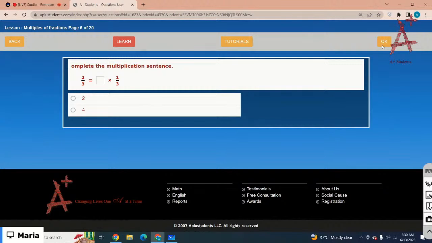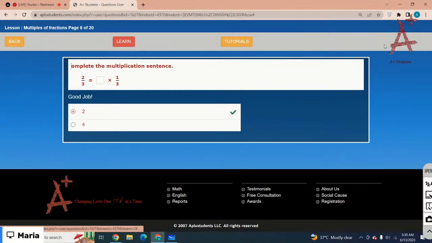Okay, 2 over 3 equals the missing number times 1 over 3. So which number is missing? The missing number is 2. 2 over 3 equals 2 times 1 over 3. The missing number is 2.